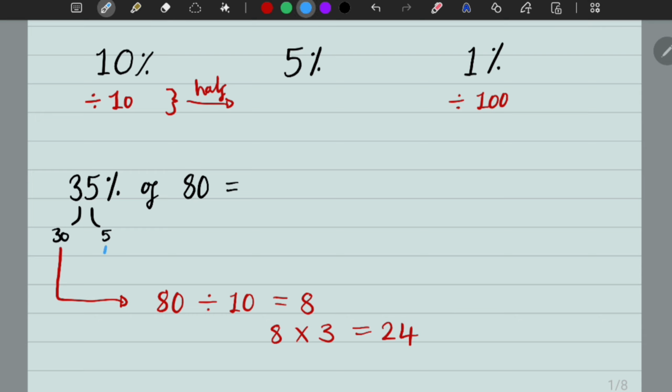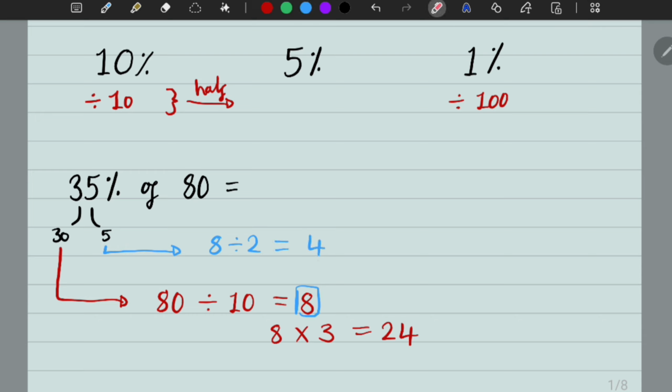Now I need to find 5%. And how did we say we find 5%? Well, it's half of what 10% was. So 10% was 8. 8 divided by 2 to give me half is 4.